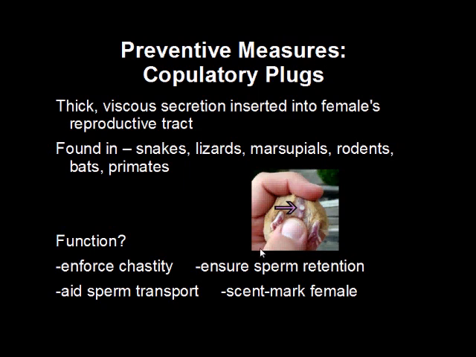And so what is the function of this? Well, you're preventing other males from mating. So the idea here is that it could enforce chastity, but some other ideas are that maybe it is ensuring that your sperm is retained inside. There's some thought that maybe it aids in sperm transport, and that also possibly you're scent marking the female.